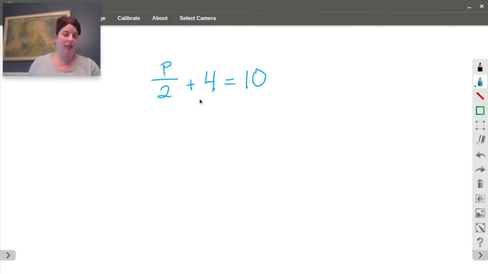But now we're going to look at equations where on this side of the equal sign, and maybe on this side too, there are more than one operation. So here in this equation, we have division, p divided by 2, and we have addition, plus 4, okay? When we look at a problem like this, the way that we solve this is by doing inverse operations. So ultimately, we're going to subtract out this 4 and multiply out this 2.